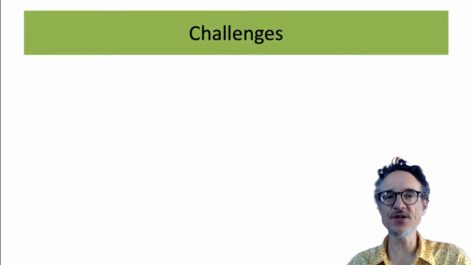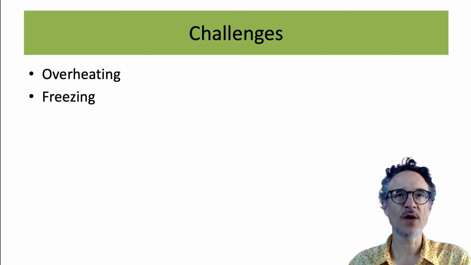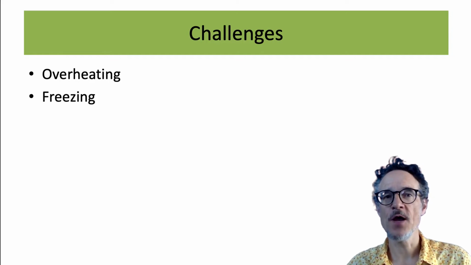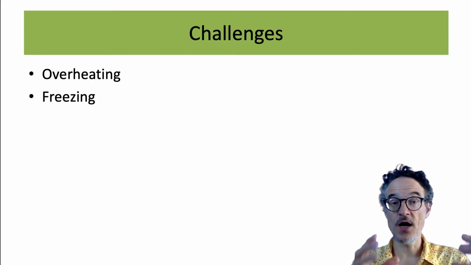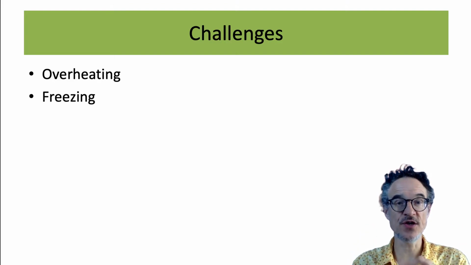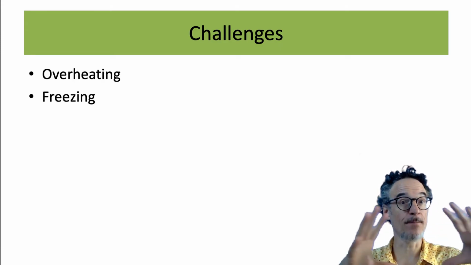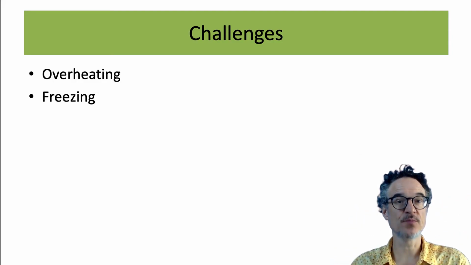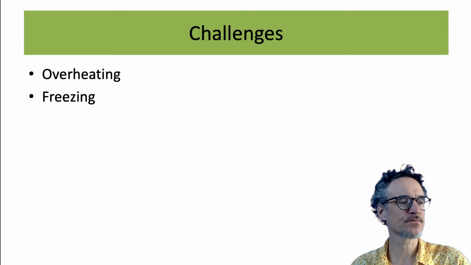There are challenges with solar thermal. One problem is overheating, and one problem is freezing. When water gets very hot, it turns to steam, and if you're not careful, this could explode and break your system. And when water gets cold, it turns to ice, and ice also gets bigger and can also break your system. So you need to think about freezing and overheating.